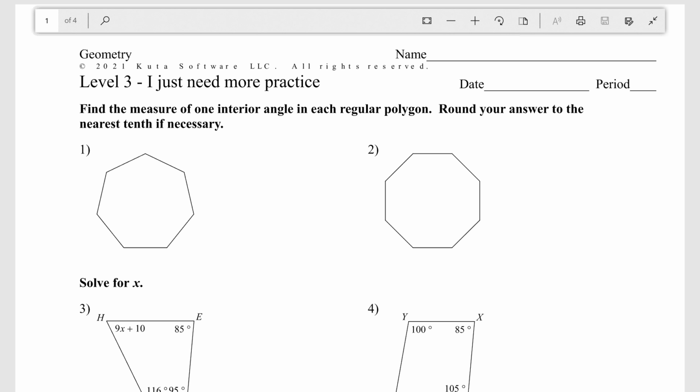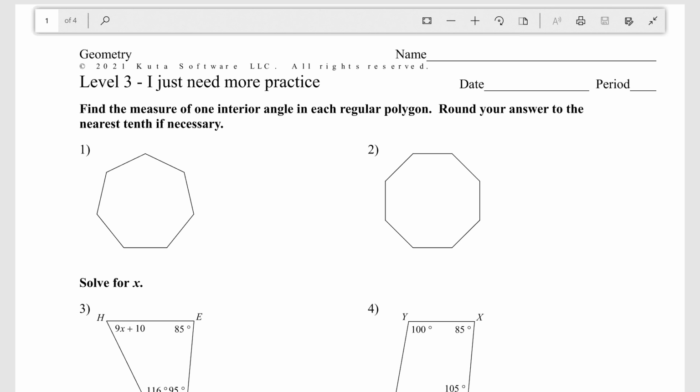Hi everybody, in this video we're going to be walking through some of your problems for your level 3 worksheet. A lot of the sections are going to be similar, just a little harder than the level 2 or level 1 worksheet. So if I do skip over some of those sections, make sure you go back and get a little recap from the level 1 or level 2 worksheet videos.